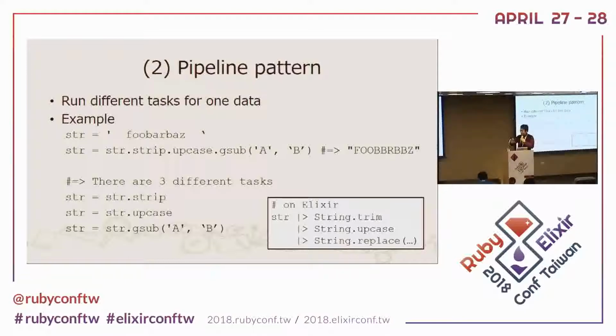Also, we can make some pipeline patterns. Please see this code. This code does strip, uppercase, and replace. Passing this string, the answer will be this one. This task has 3 independent tasks. Of course, on Elixir, we can write such code.